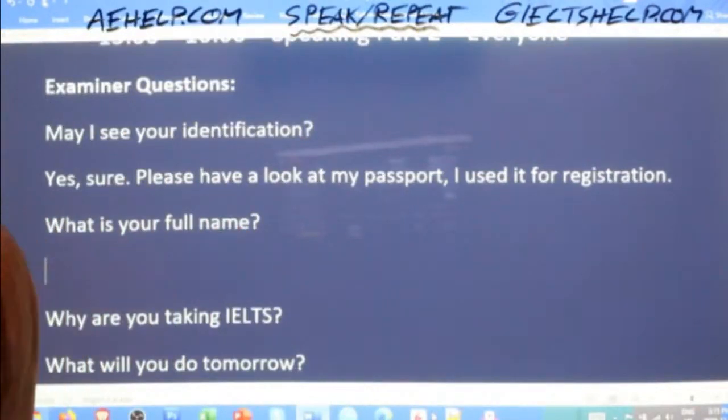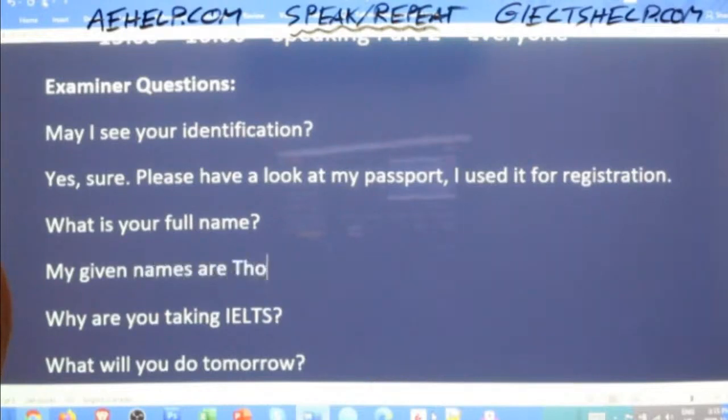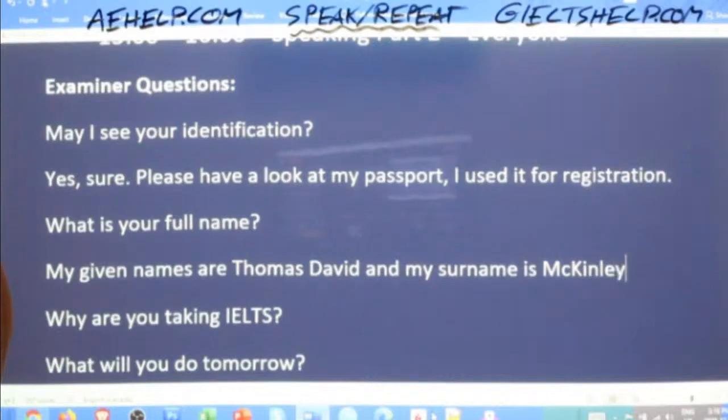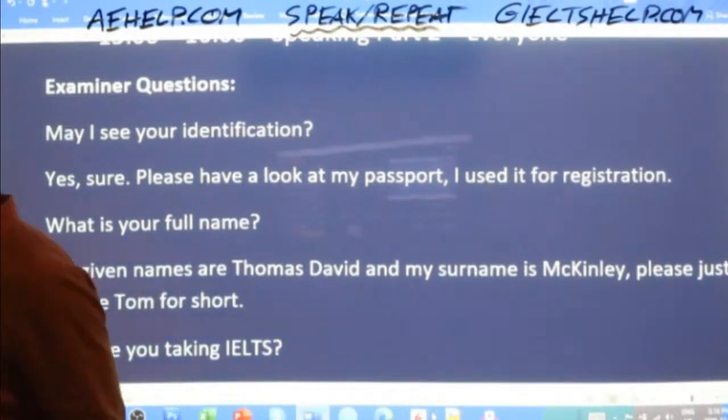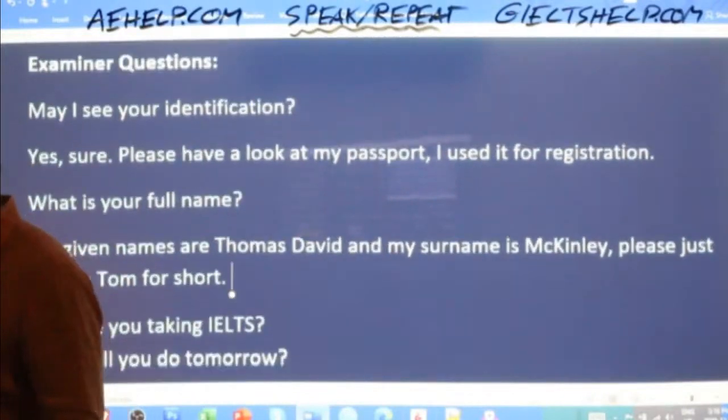Let's keep moving along here. So what is your full name? "My given names are Thomas David, and my surname is McKinley. Please just call me Tom for short." Okay, so Tom, short for Thomas.